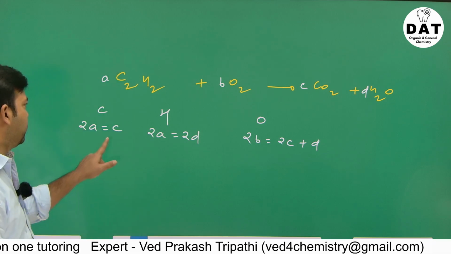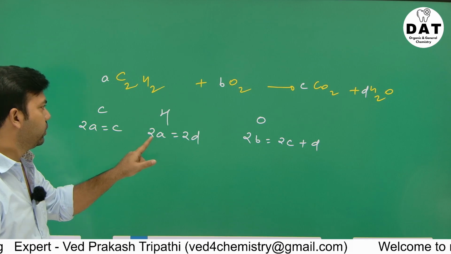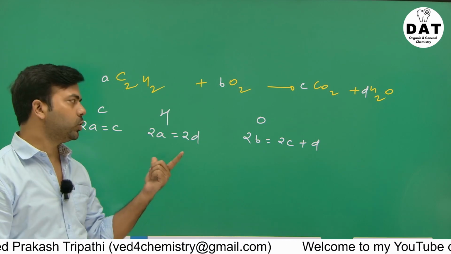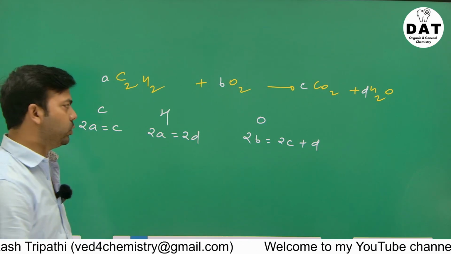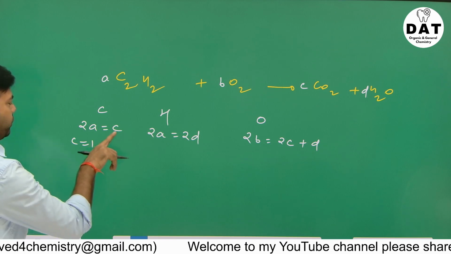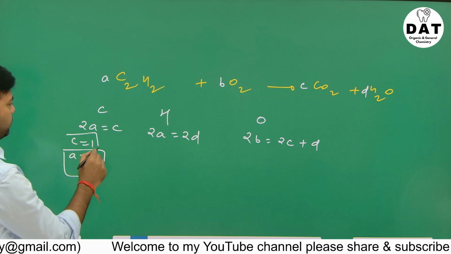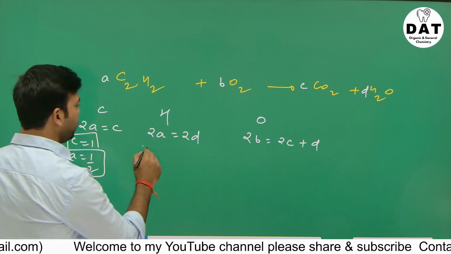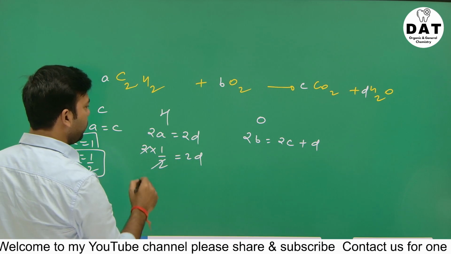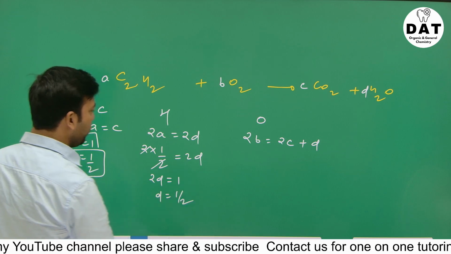So which is common? C here, A here, A here, C common. Yes, and D is also. So here A, C and D are the most common factors. So you can assume any one as 1. So let's say suppose C is 1. Suppose C is 1. So if C is 1, then A will be 1 by 2. Makes sense? So here we can say 2 into 1 by 2 is equal to 2D. So 2 cancels out. So 2D is equal to 1. So D is equal to 1 by 2 as well.